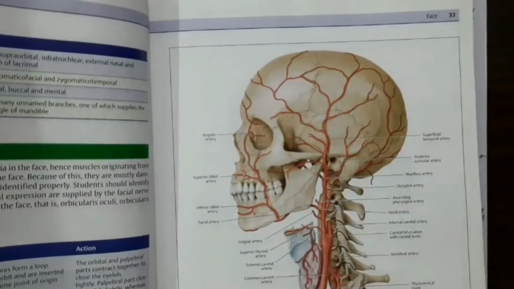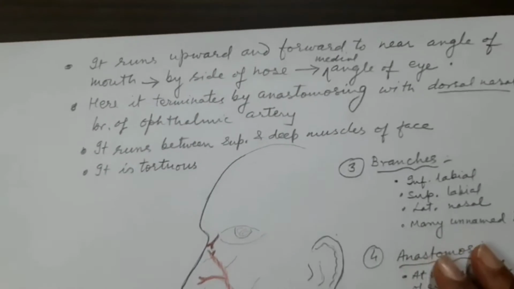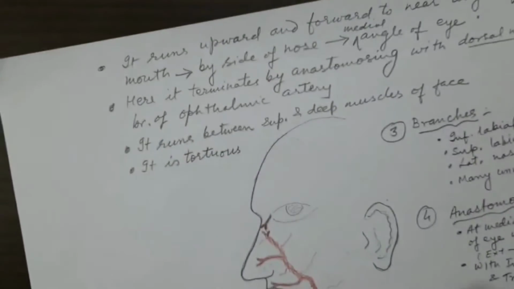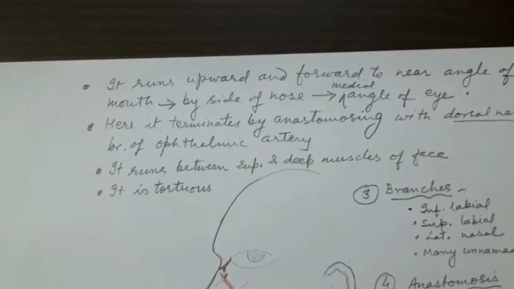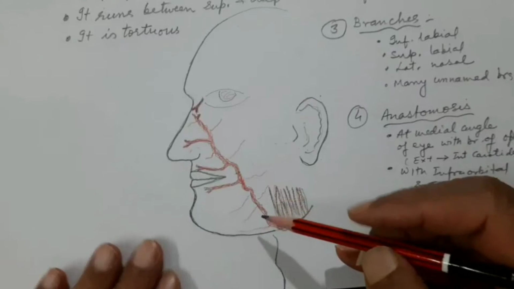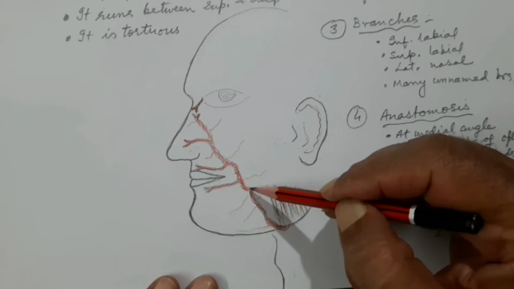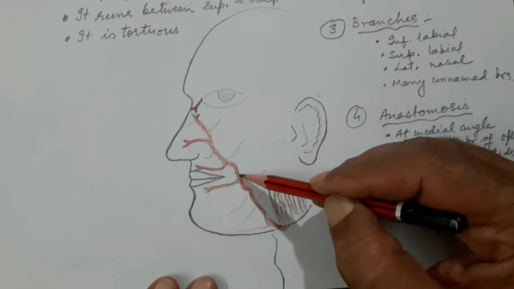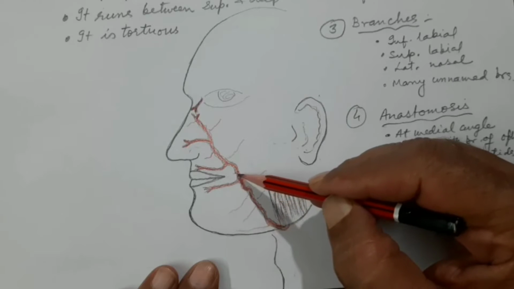Let us see its course in the face with this diagram, and I will come back to this diagram again from the dissector. I am thankful to the theme for using this diagram from the theme. It runs upward and forward to near the angle of the mouth. Then after crossing the antero-inferior angle of masseter, it runs forwards as well as upward, very close to the angle of the mouth, around about half an inch away from the angle of the mouth.